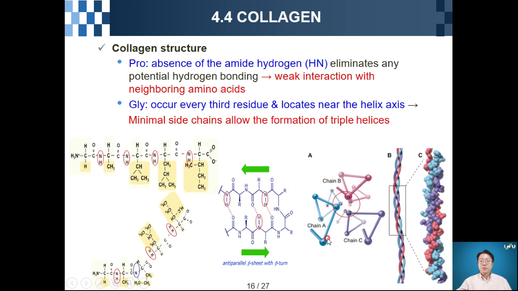If, for example, at the glycine location there was a tryptophan, which has a very large side chain, it would be very difficult to form triple helixes. But usually glycine occurs every third residue and locates near the helix axis. So the minimal side chain allows triple helixes to form very easily. Okay.